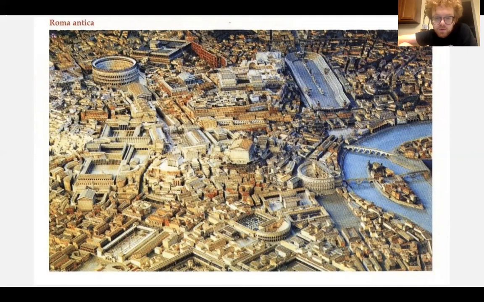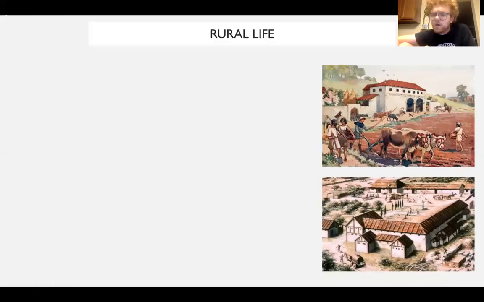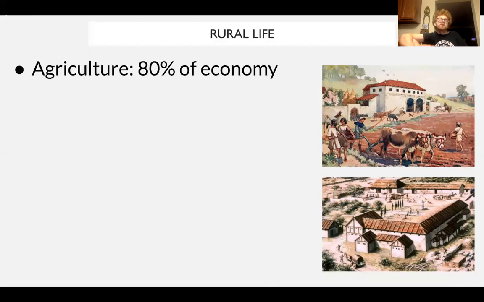the Forum, for example. In terms of the countryside, this is where a majority of people live. And this is going to be the basis for the economy. And that's mostly going to be around agriculture. And this is going to be very important when we consider what comes after Rome in Europe.